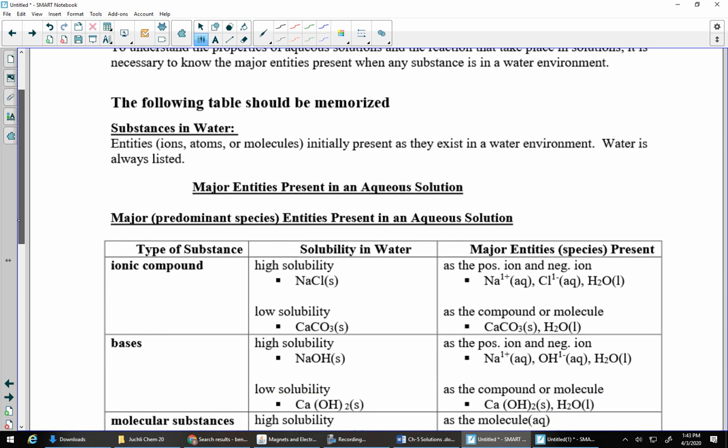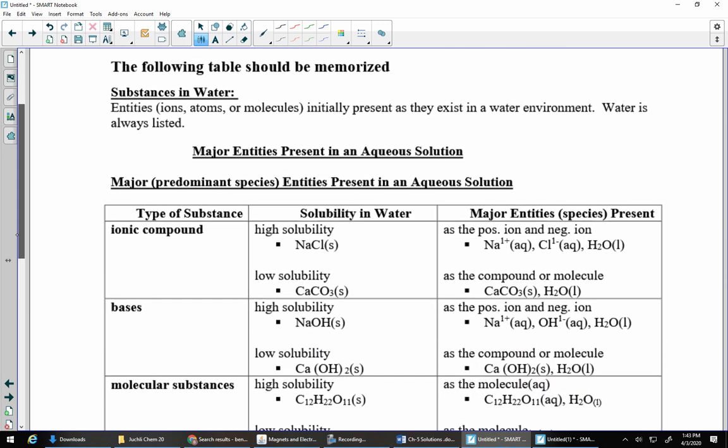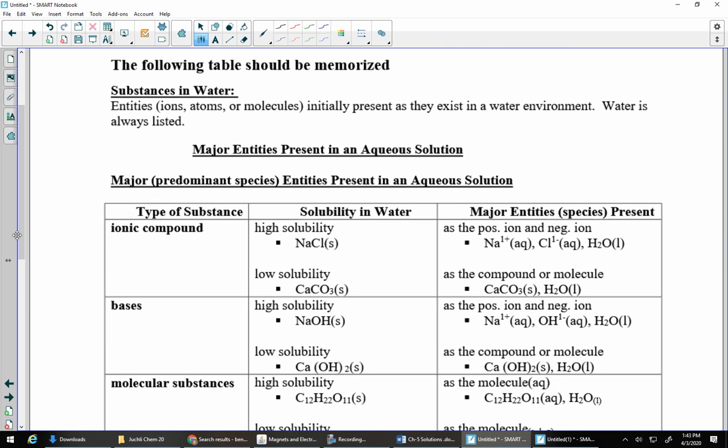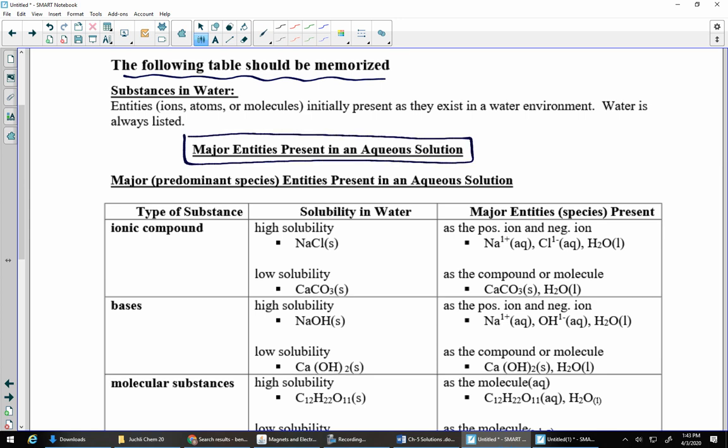Going into the next little piece here, and this is the big part of today's lesson. The following tables should be memorized. You should have an idea of this, and it's really not too difficult. It's not that much of a stretch from what we were talking about before. It's all about the major entities present in an aqueous solution. So when we think about what that means, the major entities present, major means the biggest kind of thing, right? So what are the biggest entities?